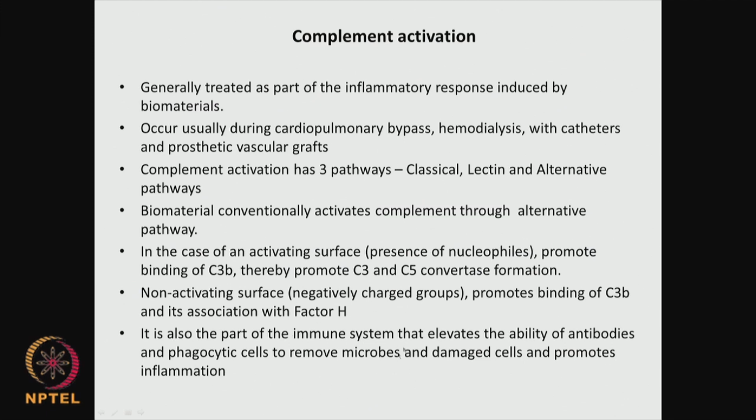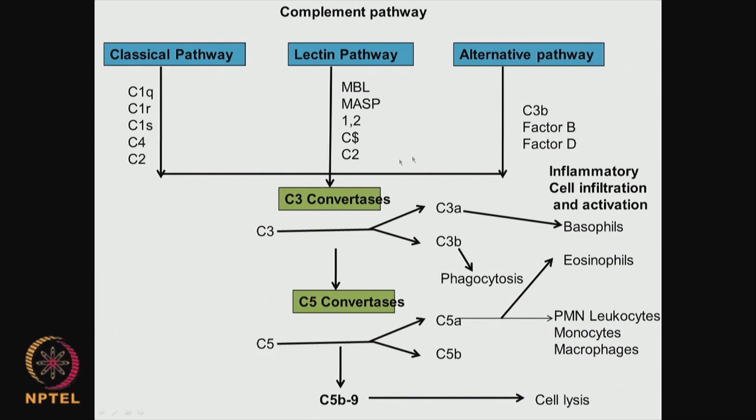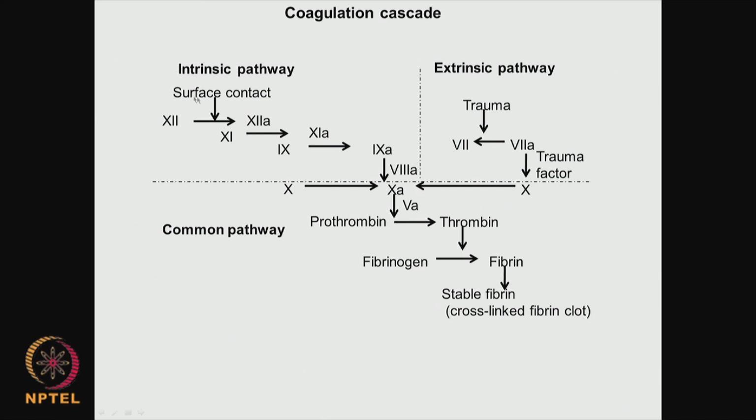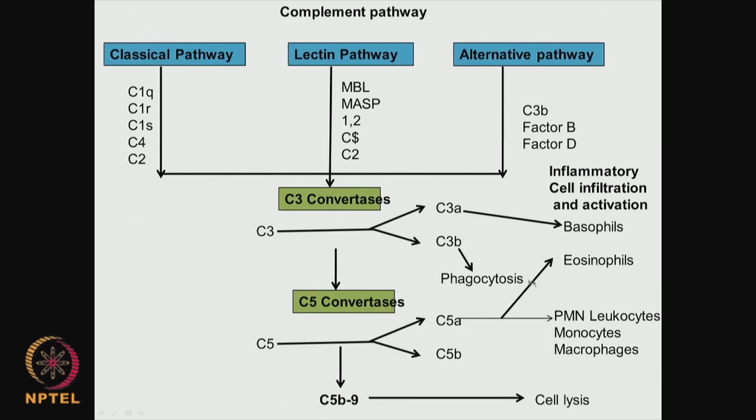So, the complement activation is also important in the normal human system because it helps to repair damaged cells. It also helps to remove microbes through the phagocytic cells. So, in a normal human being, this process is very important, but when you have a biomaterial placed, this process is not desired. Just like we looked at the coagulation cascade, we have a lot of factors. Here also we have a lot of complements coming in. So, classical pathway, lectin pathway, alternate pathway.